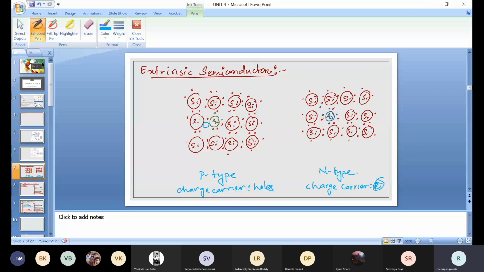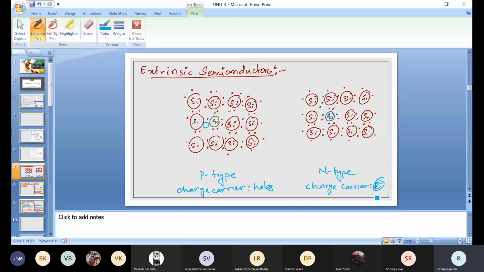Similarly, if we go for the n type semiconductor, here we are using a dopant from the fifth group element. In the fifth group element, the outermost shell has how many electrons? 5 electrons. Out of those 5 electrons, 4 electrons are going to make bonds with the 4 neighboring silicon atoms, but one will be free and placed in the interstitial void position, and this is a free electron. We know that this free electron is able to conduct electricity, that's why it is a charge carrier.